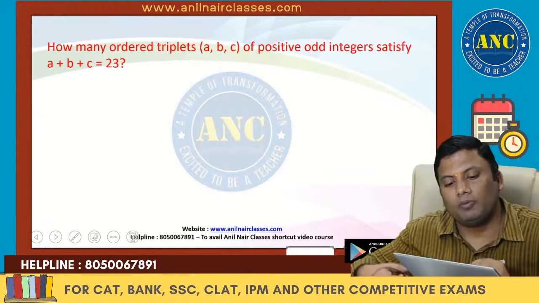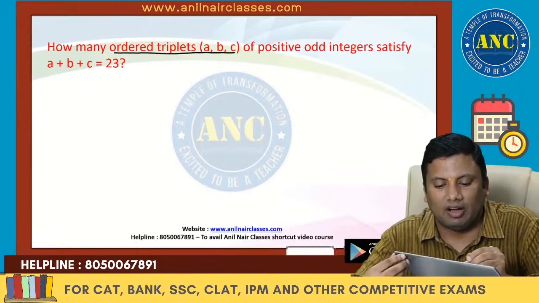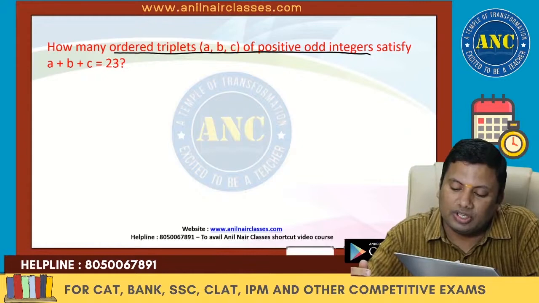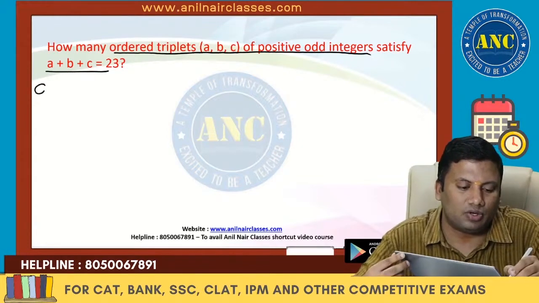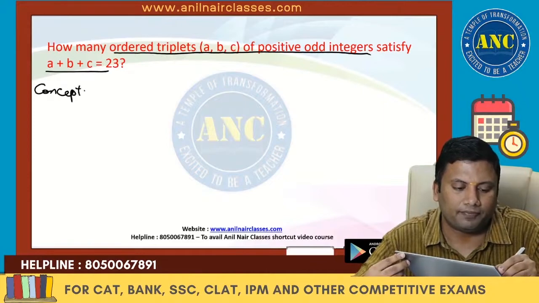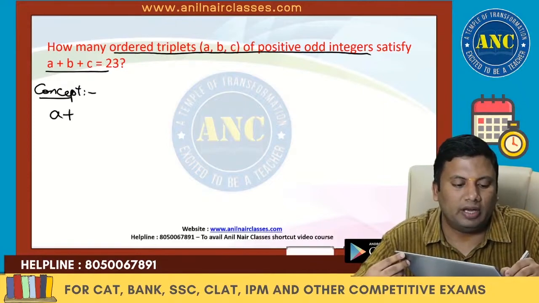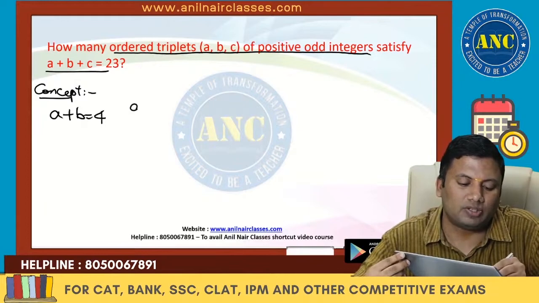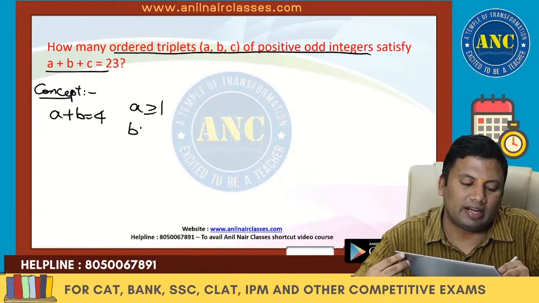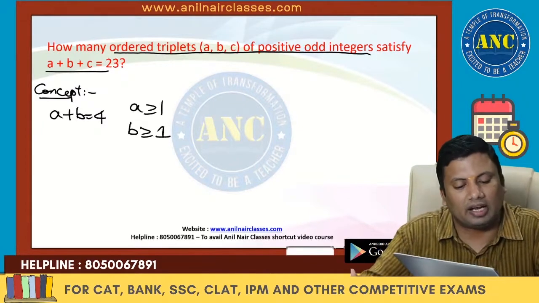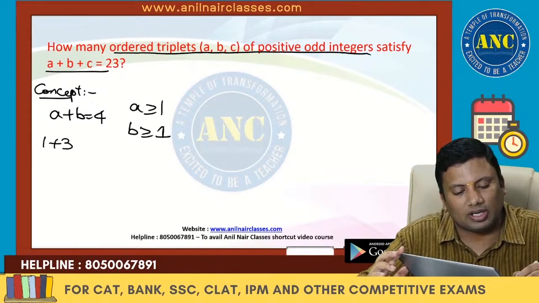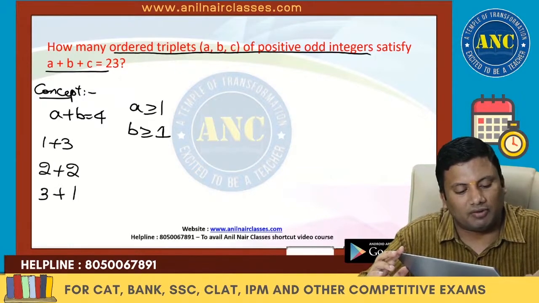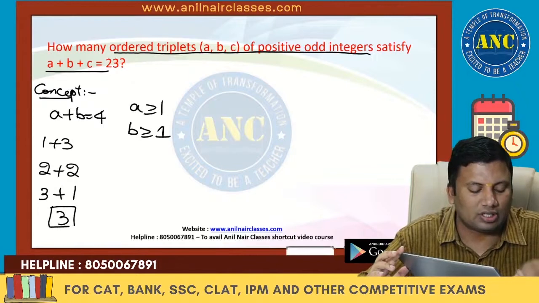Next one, how many ordered triplets of ABC of positive odd integers satisfy A plus B plus C equivalent to 23? Concept. A plus B equivalent to 4, A greater than or equivalent to 1, B greater than or equivalent to 1. If the variables are starting from 1, generic solution is 1 plus 3, 2 plus 2, 3 plus 1, 4. Totally how many solutions I got?